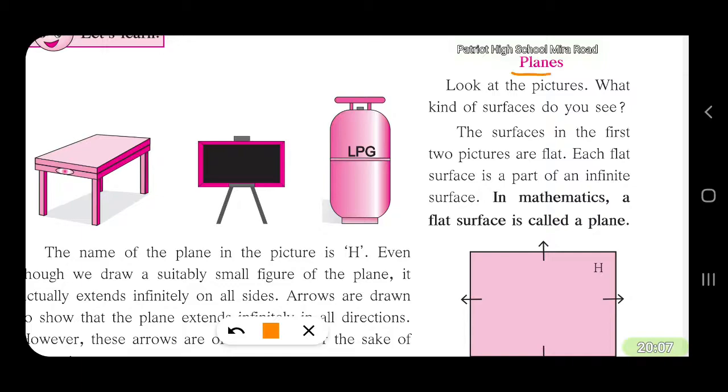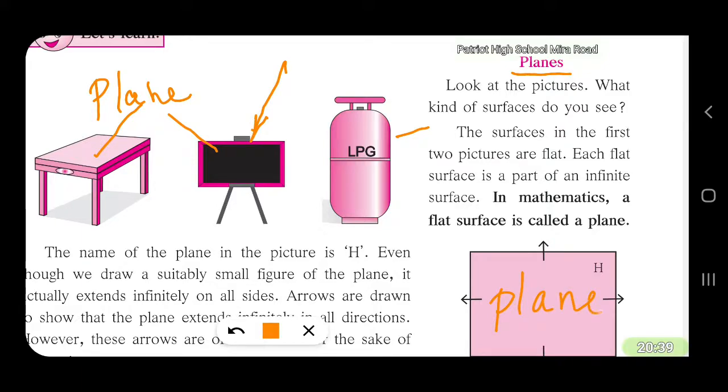Planes. What are planes? A plane is a flat surface. The tabletop is a flat surface. The blackboard is also a flat surface. Whereas this is a curved surface, it is not a flat surface. So these are planes. This is known as a plane. This is also a plane. This plane is named plane H.